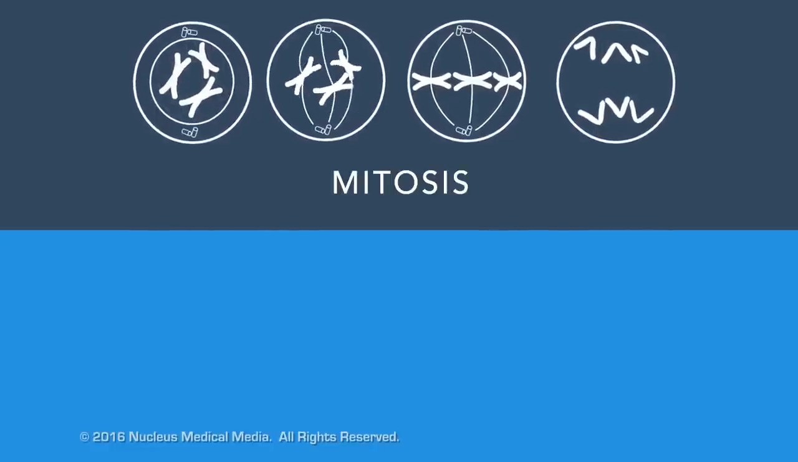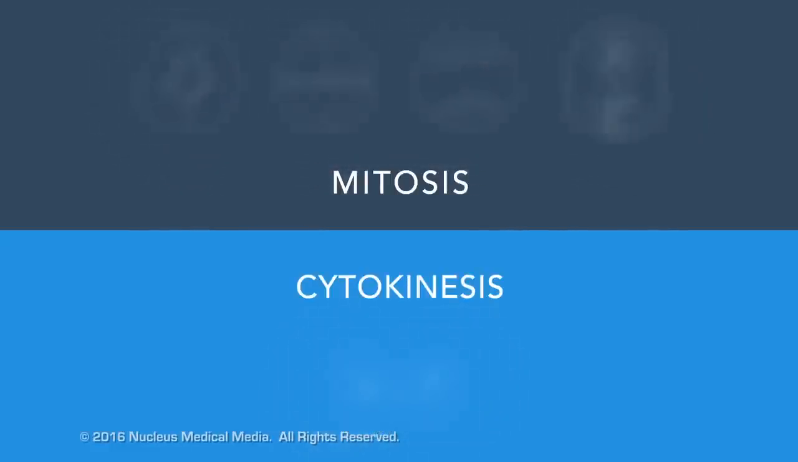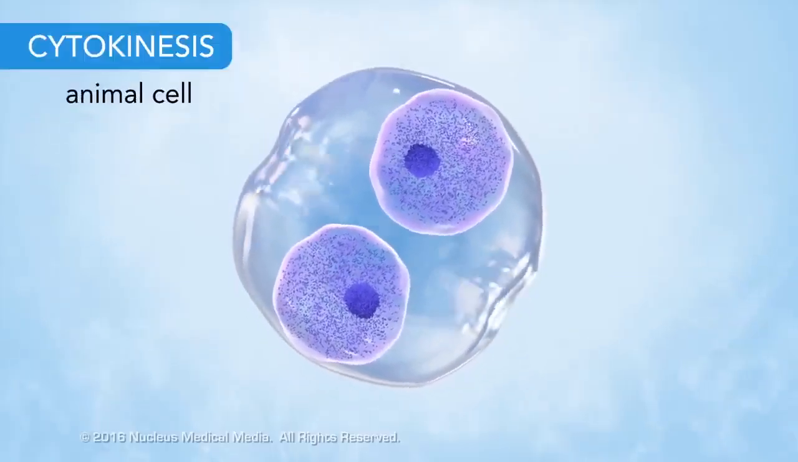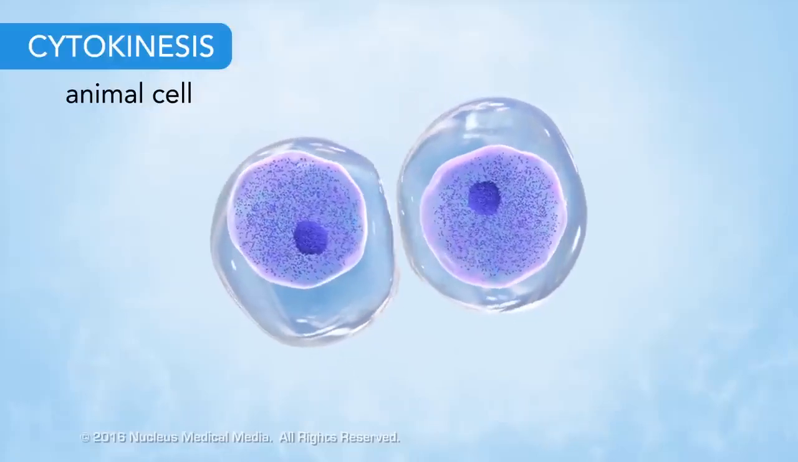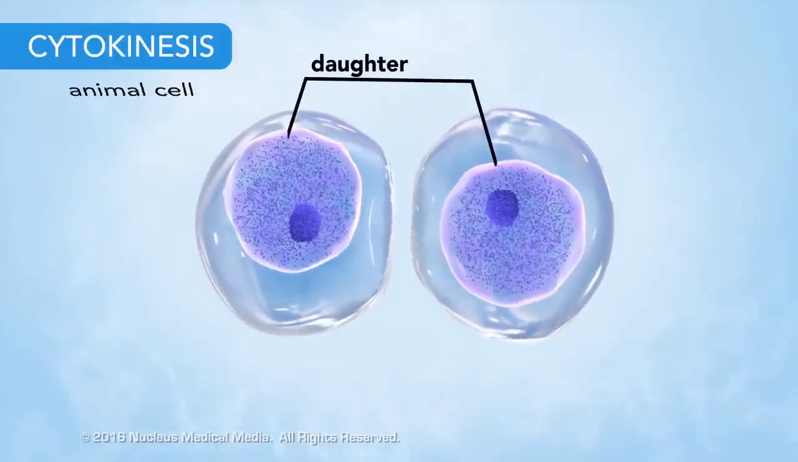The final step of the M phase is cytokinesis, the division of the cytoplasm. In animal cells, cytokinesis occurs through the inward movement of the cell membrane. This progressively pinches the cytoplasm until 2 identical daughter cells form.